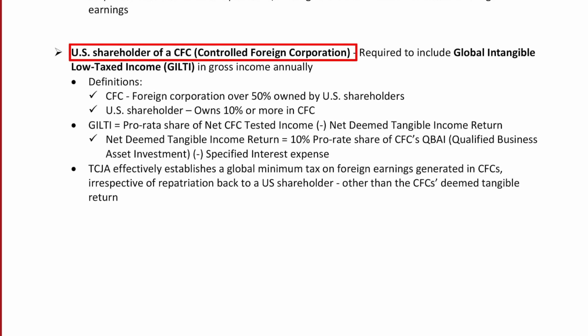On the next bullet, put a box around US shareholder of a CFC, which is a controlled foreign corporation, where the taxpayer is required to include GILTI, or global intangible low taxed income, in gross income annually. And we're going to talk about CFCs and GILTI when we get to Reg 3. So right there, cover in Reg 3.